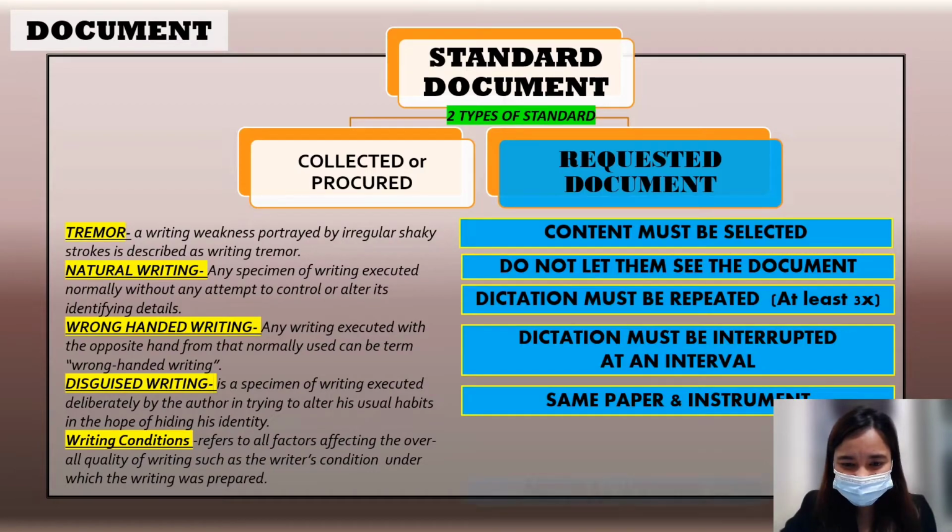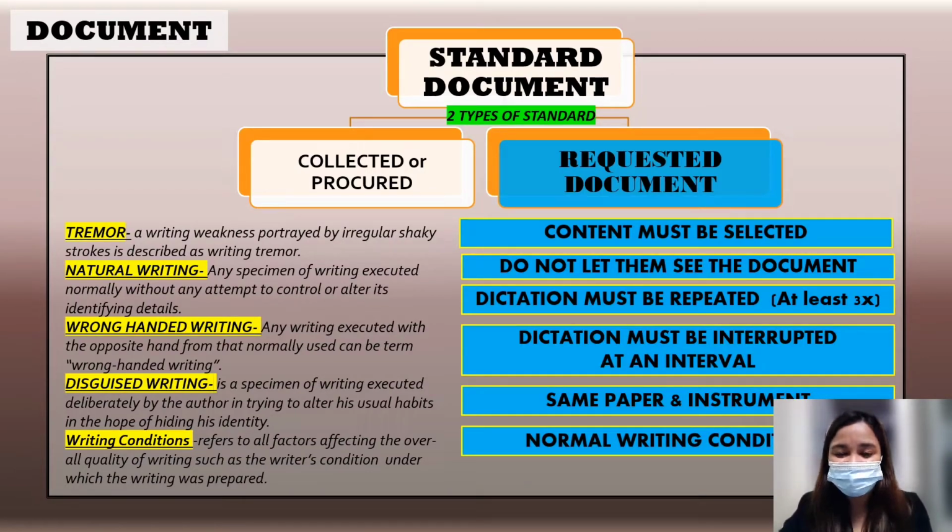Next, normal writing conditions. So again, na-discuss na natin yan kanina, that writing conditions can affect the writing of a certain person. Okay, define muna natin ang writing conditions. It refers to all factors affecting the overall quality of writing such as the writer's conditions under which the writing was prepared. Ano yung mga writer's conditions? Yun na yung sinabi ko kanina. Kinakabahan, pagod, may sakit. Ano yung tendency? May iba po yung writing niya.